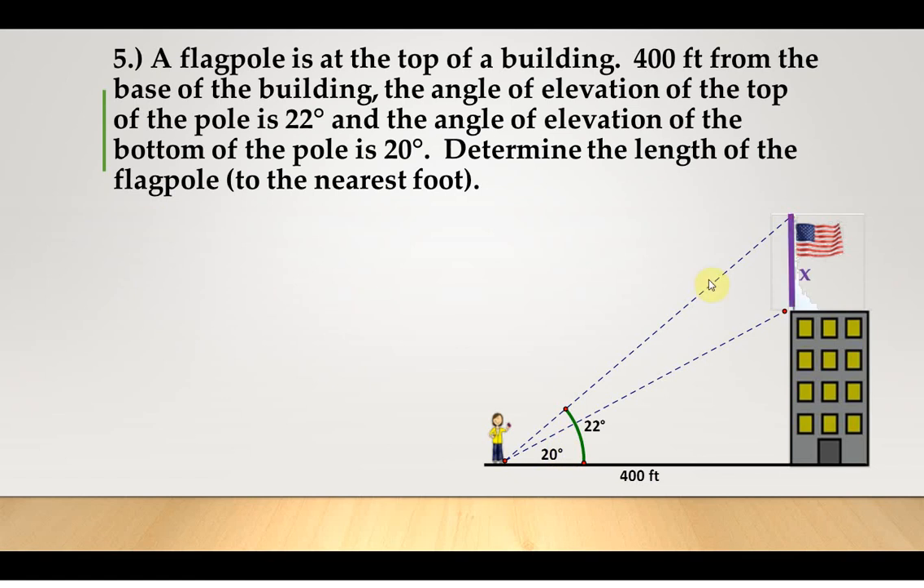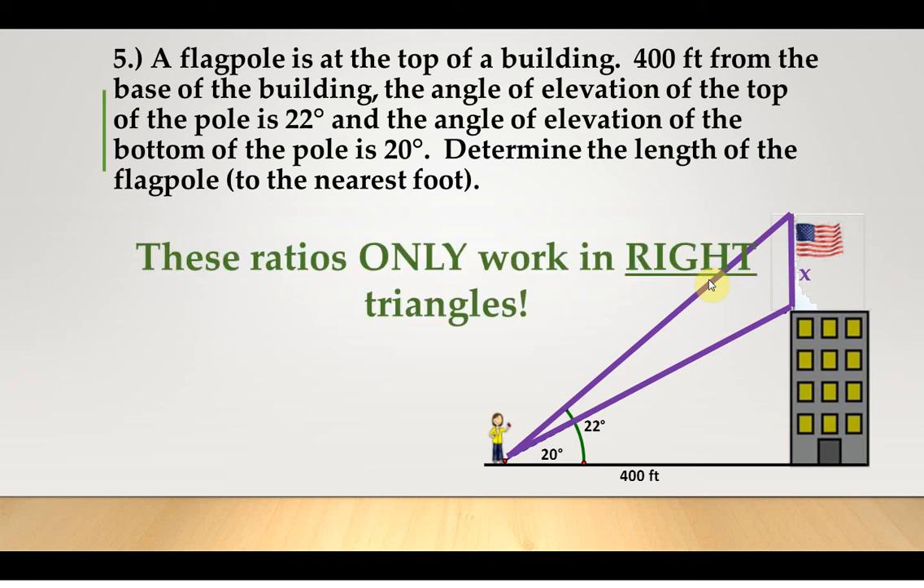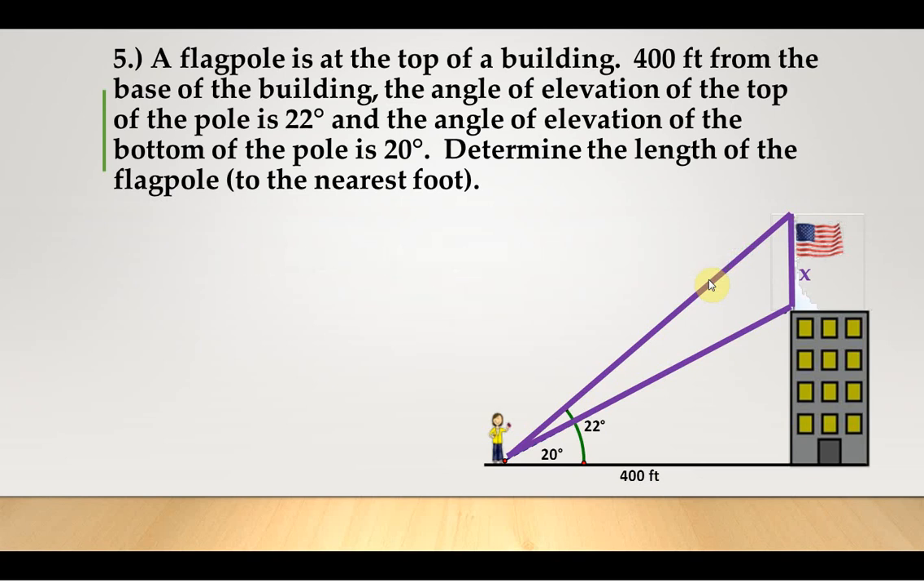So they're asking us for this length in purple. However, this purple length is part of this triangle. And we already said that the ratios only work in right triangles. We don't have a right triangle. However, I do have a right triangle here with the building height as my missing piece. And then I have this triangle with the building with the flagpole as my height that I could find. And I'm hoping that you can see if I take the large length here, the building and the pole, and I subtract just the building, I'll be left with the pole. So that's what I need to do.